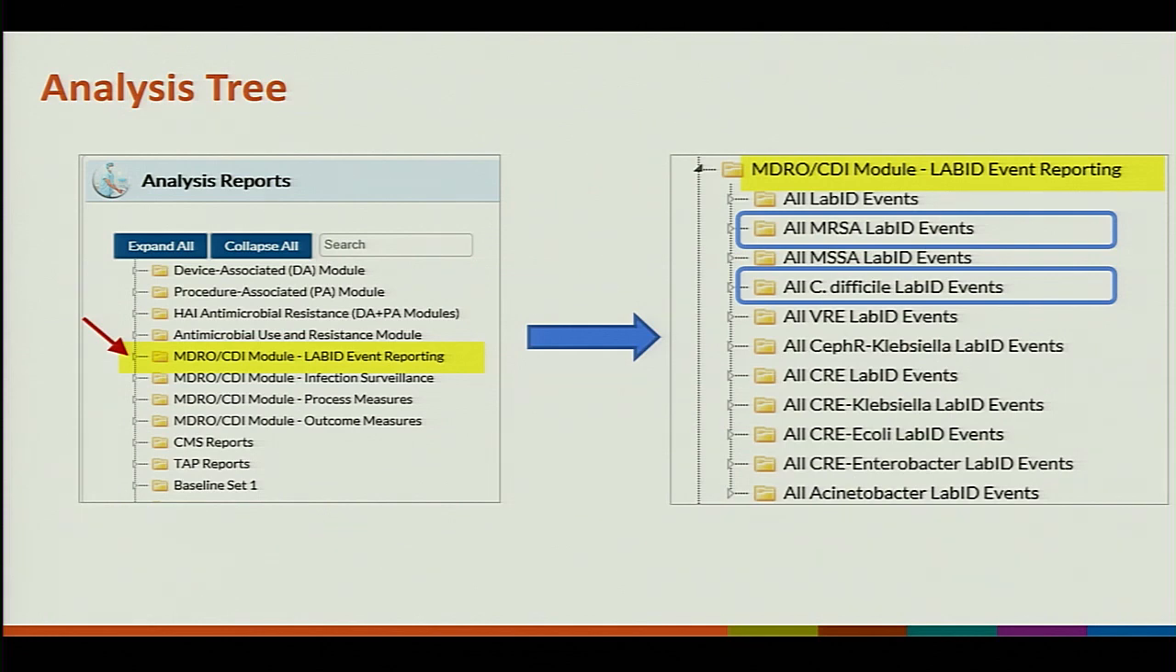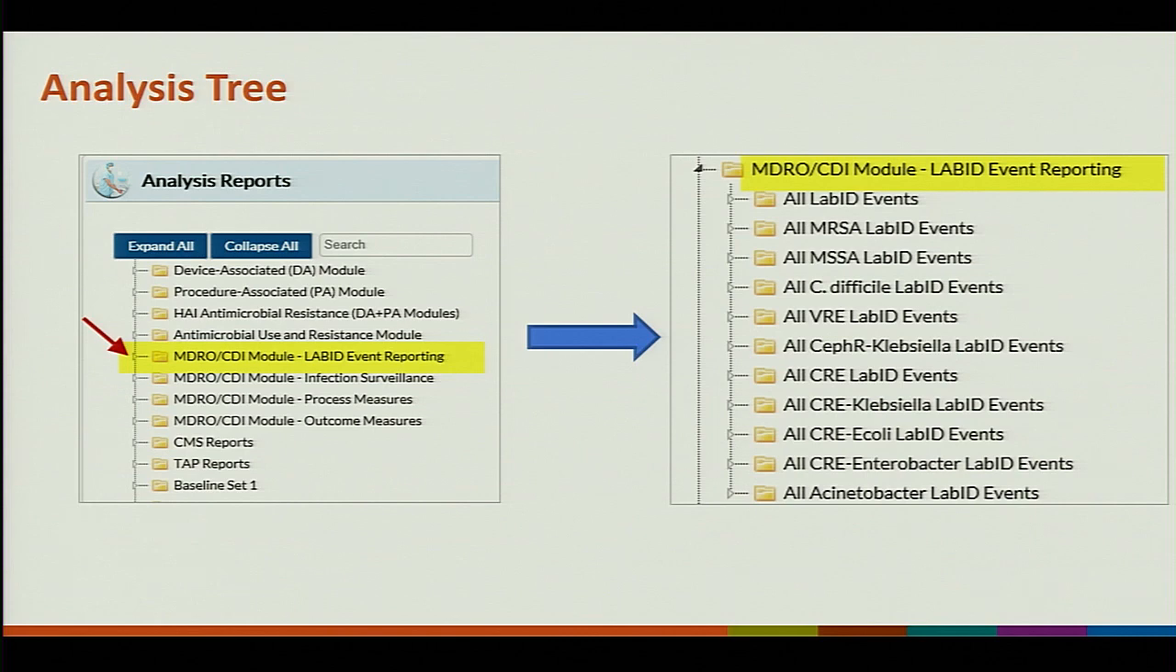So of course we have our two main organisms that get most of the attention around here. That's MRSA and C. difficile. But we do have several other organisms available for surveillance. And I want to point out the CRE reporting folders. So there is one folder for all CRE LabID events. That means all species combined. And there are also separate analysis reports for each of the three individual species that make up our CRE definition, which is Klebsiella, E. coli, and Enterobacter.